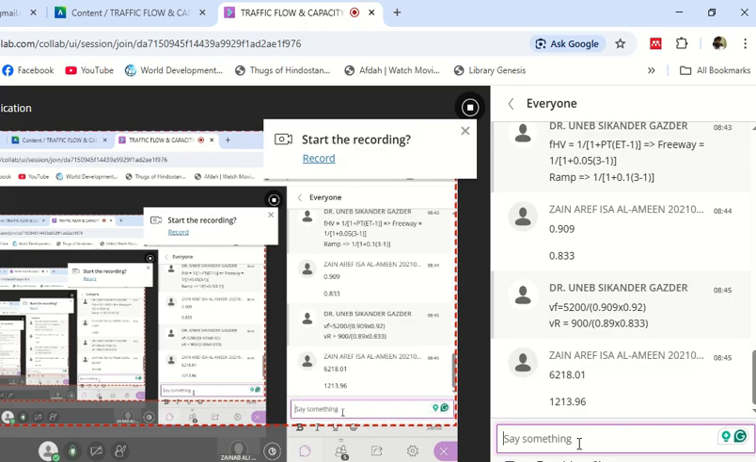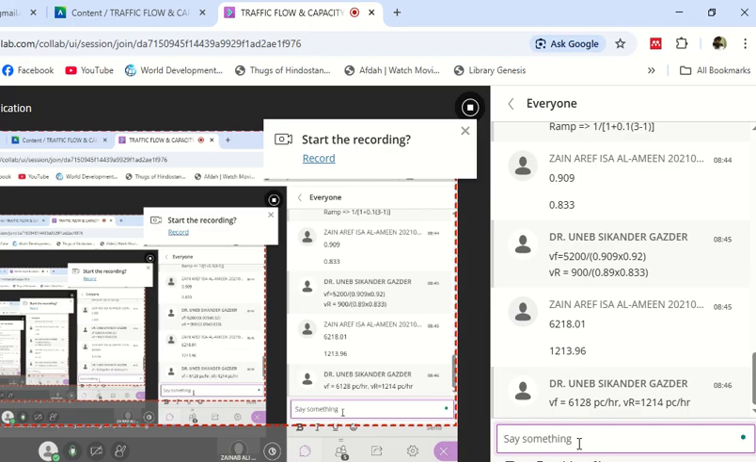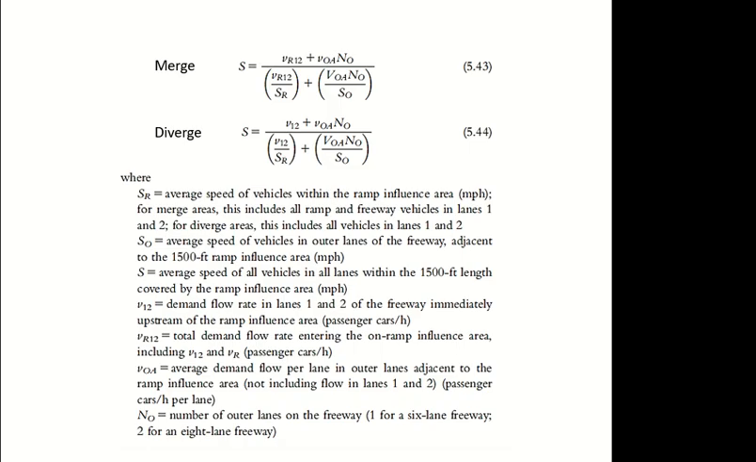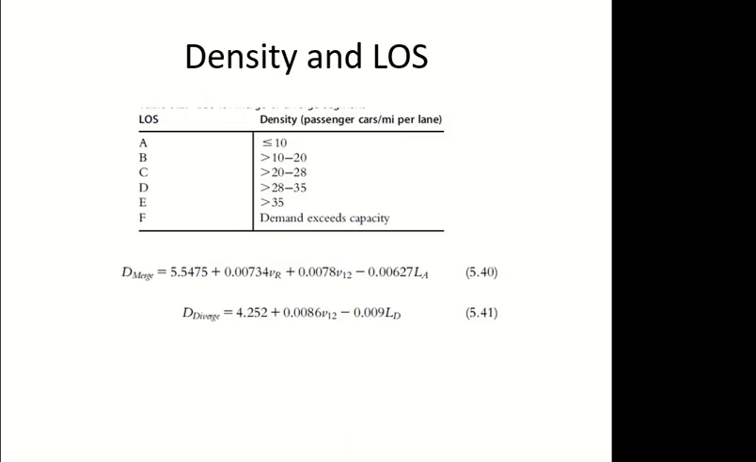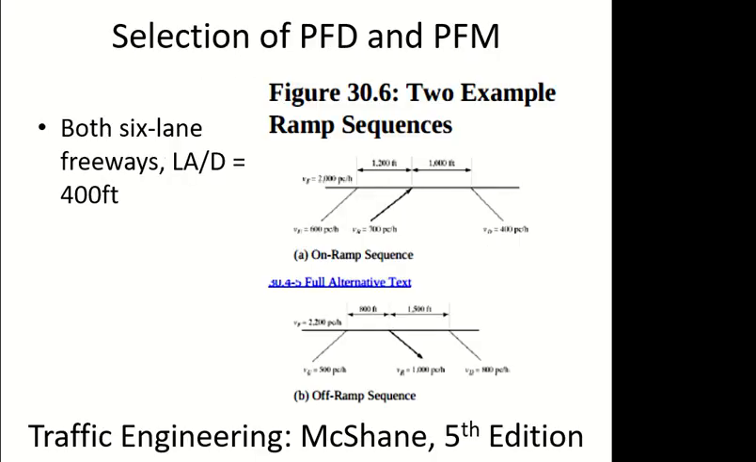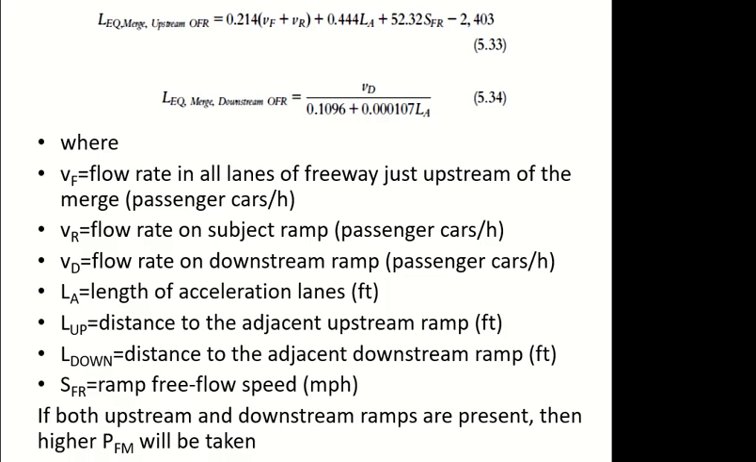Now we can move on to finding V12. We will use rounded off values: 6218 passenger cars per hour for the freeway, and for the ramp we will use 1214, the nearest one. I'm just doing simple rounding off here. So I will find V12. I have a merge section, remember, so all the analysis is for the merge section.